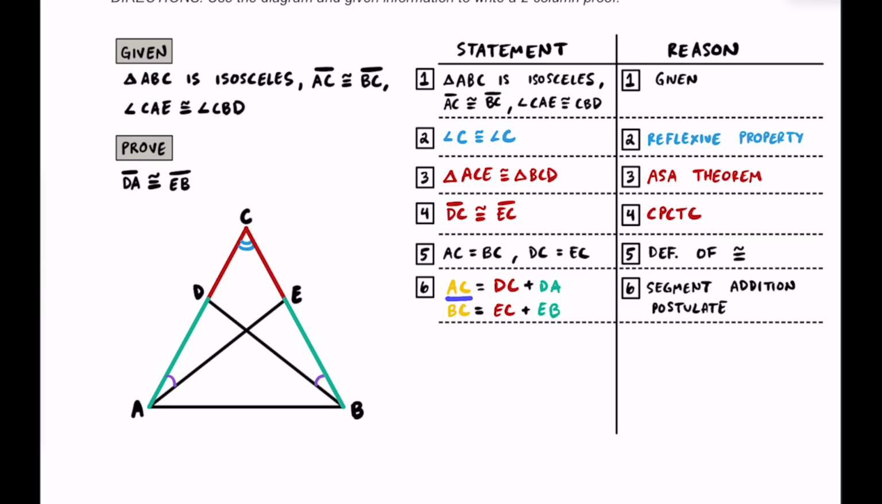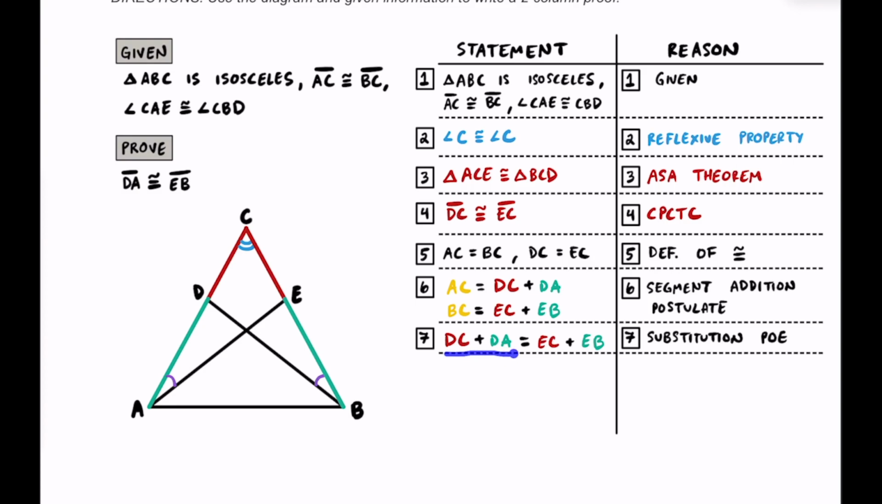At this point, remember that this segment AC and BC are equal to each other because we knew that their segments were congruent to each other. So if that's true and these two segments are equal to each other, then the sum of their parts should be equal to each other as well. We can say the sum of DC and DA is equal to the sum of EC and EB. This would be by the substitution property of equality.